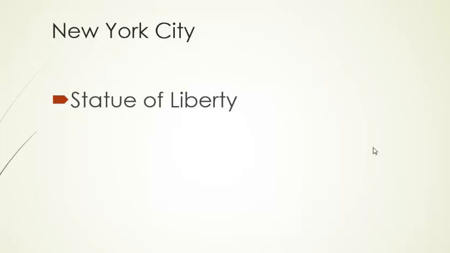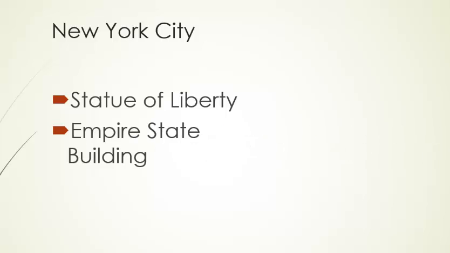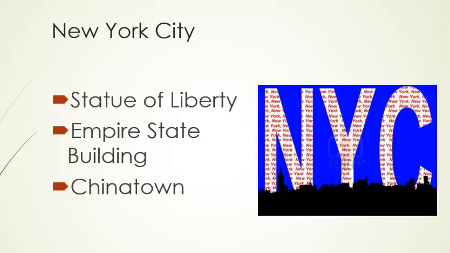So first, the transition. Nothing will happen until I click the mouse. So I'm going to click it once, and you can see New York City came in from the left. Click it again, Statue of Liberty from the right, Empire State from the right, Chinatown from the right, and the picture from the bottom.